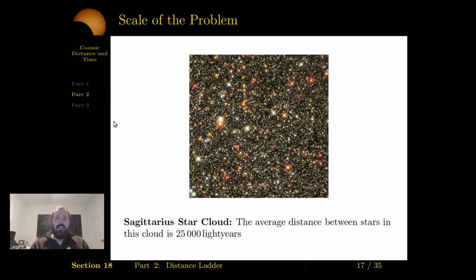All right. The universe is big. Look at something like this, the Sagittarius star cloud. On average, the distance between all these stars is pushing 25,000 light years. Parallax just isn't going to cut it to get all these different distances. Look how dense the universe is and how big it is.